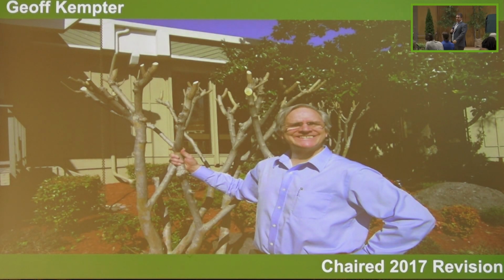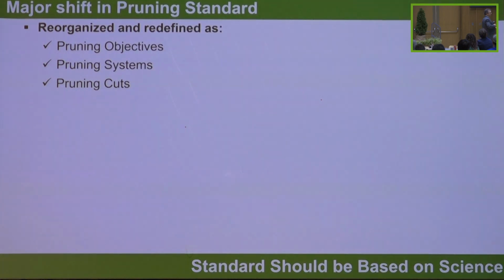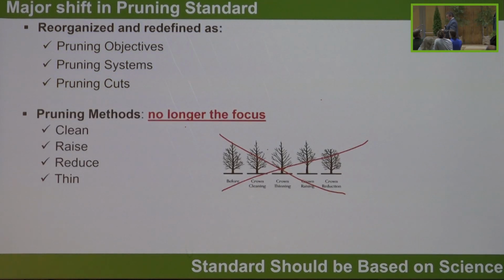But again, the pruning standard. Jeff Kempter, don't know if you know Jeff, hope some of you do. Jeff is I would say a mentor of mine because I've learned so much from Jeff. But he's retired now, but he worked for the Aspen Tree Expert Company. He's a utility forester, but he also worked in the commercial and municipal side part of his life. But Jeff was the chair of the committee when we came up with this new set of terminology, going away from things like crown cleaning and thinning, which were methods, switching over to what we called objective systems and cuts. Again, getting away from these methods.